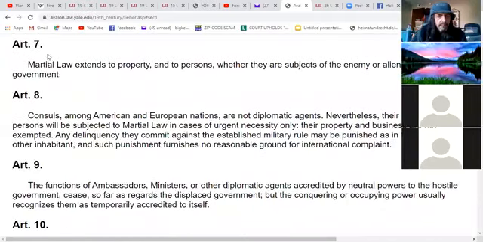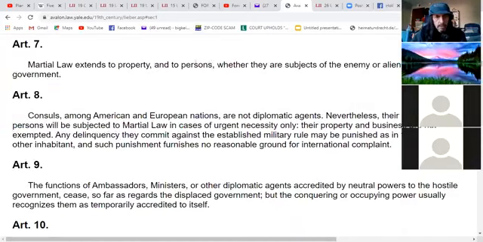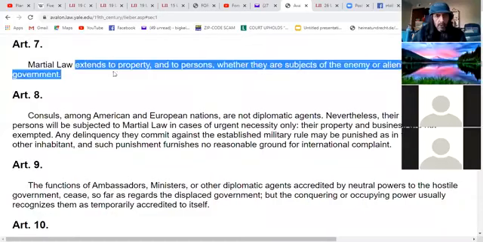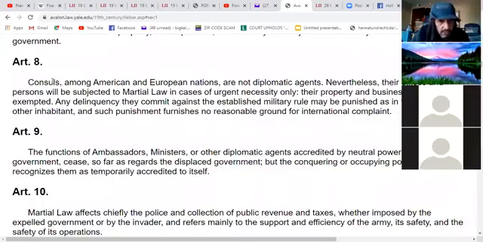Article 7, martial law extends to property and to persons. Nothing else. Extends to property and persons, whether they are subject of the enemy or aliens to that government. You can't be subject to them, only the property or persons they claim. Article 8, councils.